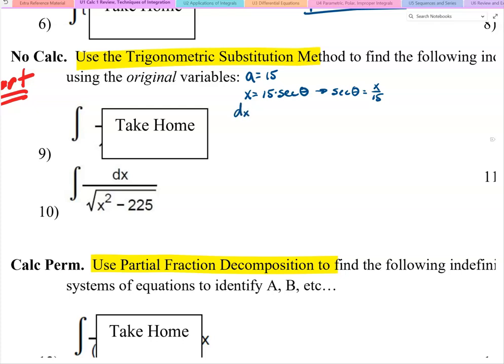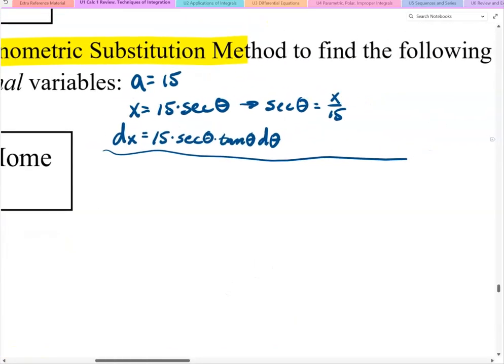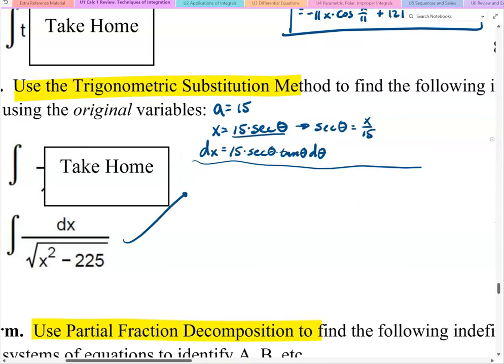Also, while I'm here, the derivative of x ends up being 15 times secant theta times tangent theta, d theta. So this derivative is going to be helpful when we utilize the trig substitutions as well. So there's some preliminary work. Let's make some substitutions. This equation, when I change x to this expression and dx to this expression, we end up with the integral. Now I do kind of like the way dx is written on top of this fraction here. Normally I would ignore that, treat that as a 1, and put the dx off to the side.